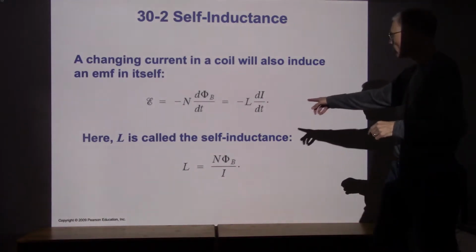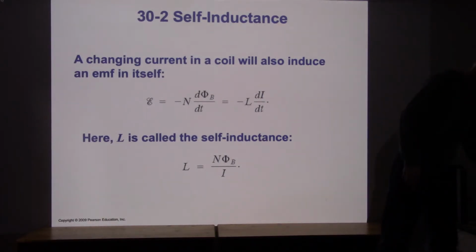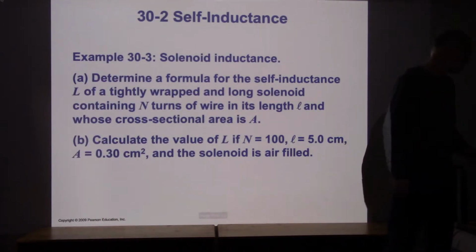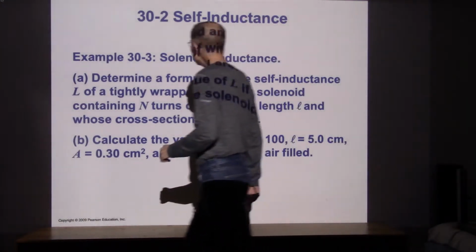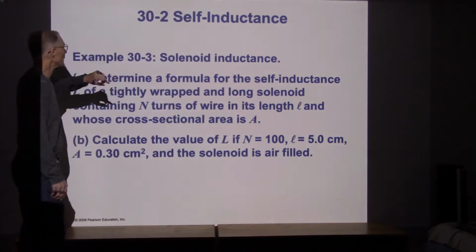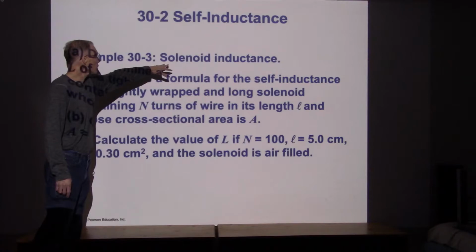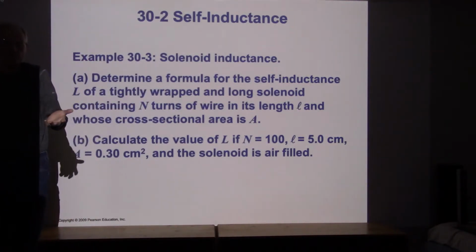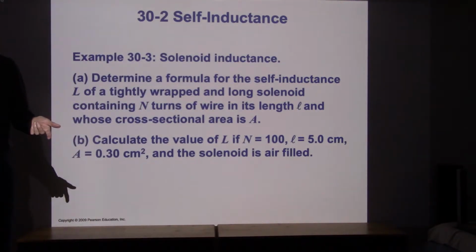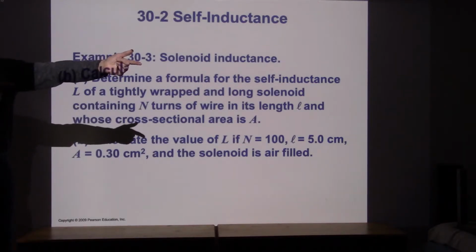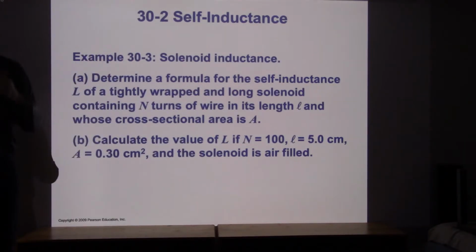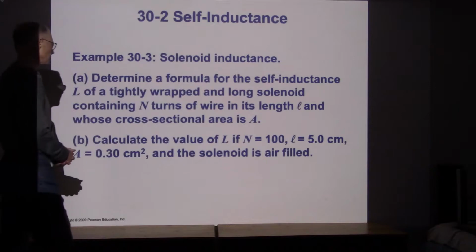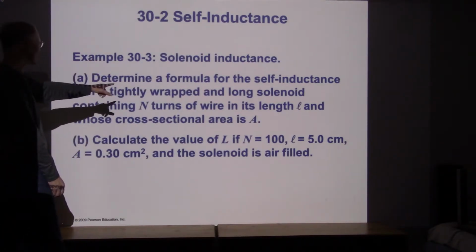So this is called self-inductance, and let's see how this compares. In this example, we're going to look at self-inductance, and again we're going to look at a solenoid, but what we're going to see is in self-inductance there's only one set of wires. We're not inducing an EMF in another set of wires, we're inducing an EMF within the solenoid wiring itself. So they want us to come up with a formula, so we'll do that.